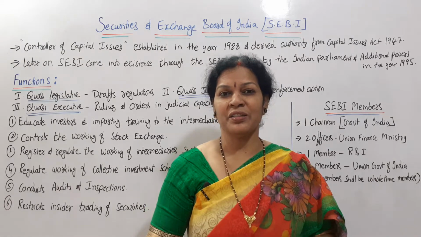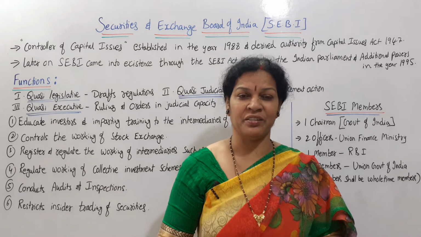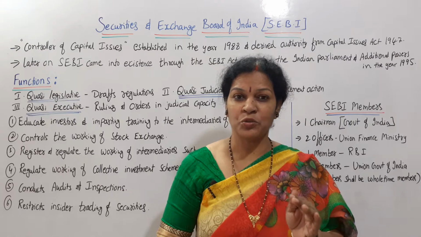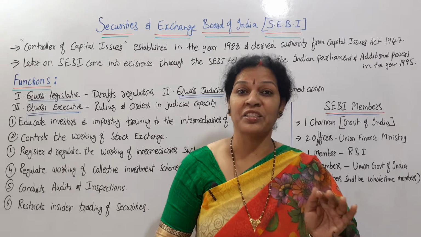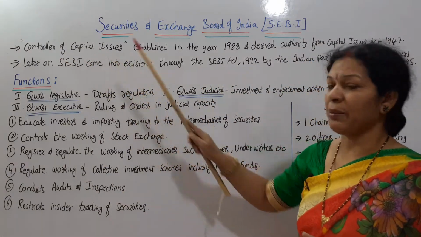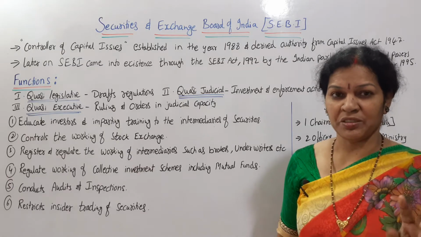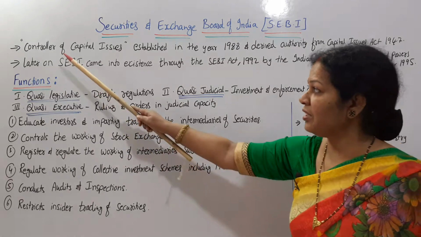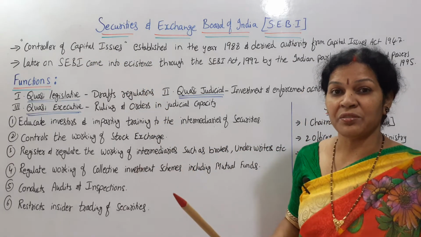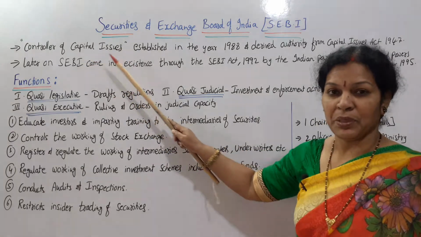So first of all, the Narasimham committee and other committees recommended, to avoid the malpractices, to avoid the unnecessary activities, the Controller of Capital Issues. Are you getting it? Narasimham committee and other committees proposed what? Controller of Capital Issues, to avoid unnecessary activities and to control the malpractices. They have proposed this one.